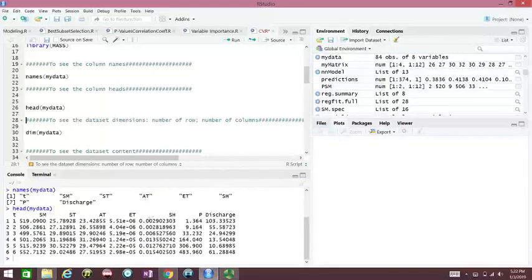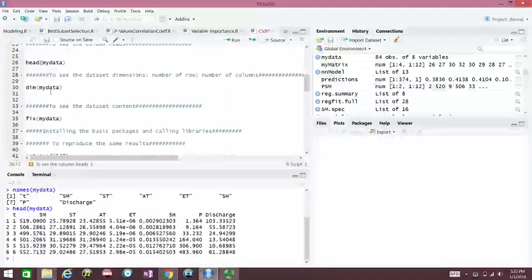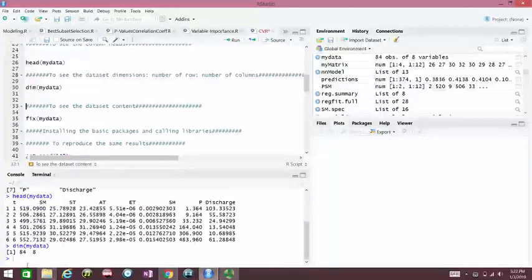So head, these are the first six rows of the columns. I have 84 observations. These are the rows, and the eight columns, these are the variables. So the rows represent the observations, and the columns you see here are all the variables. So dimensions, rows, the predictors, or the variables you want. One of the variables is the first, 1, 2, 3, 4, 5, 6, 7 are the predictors, and the last one is the target or the response variable.